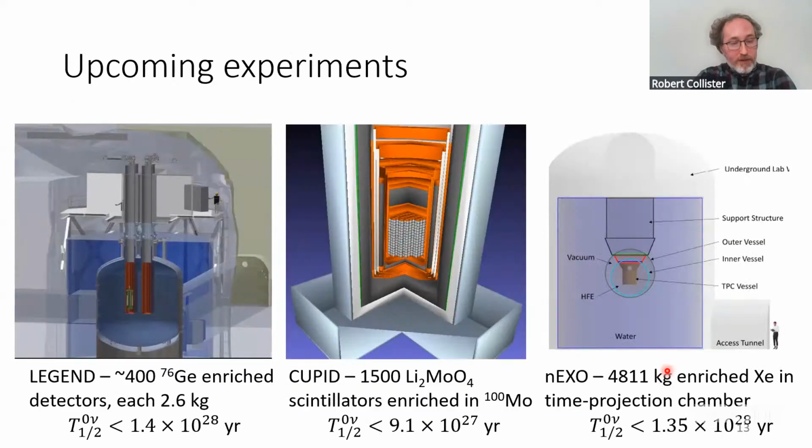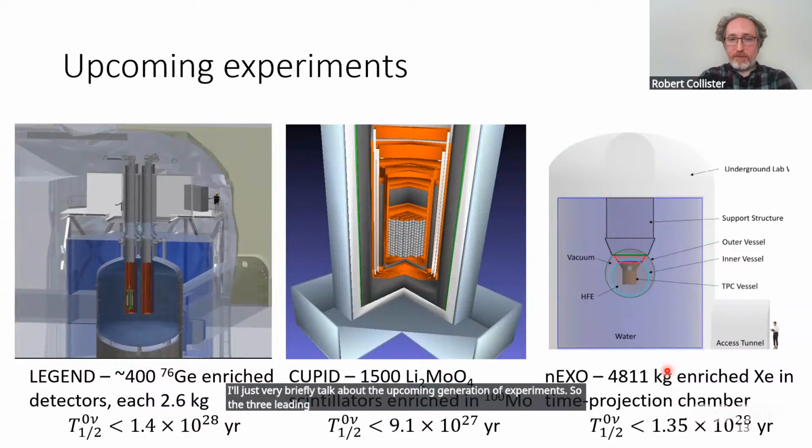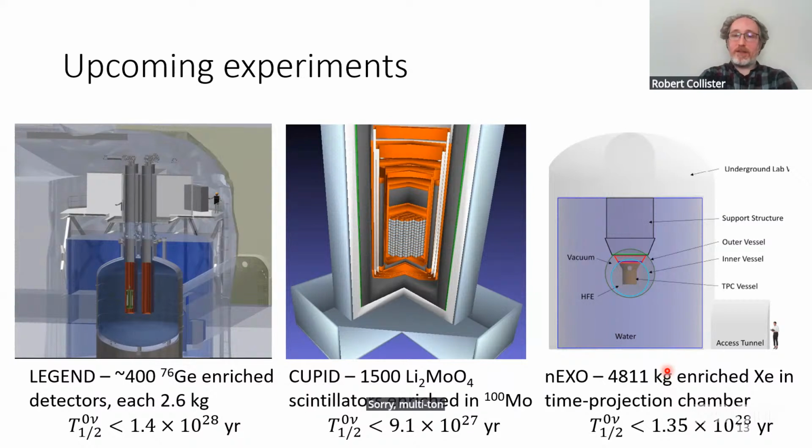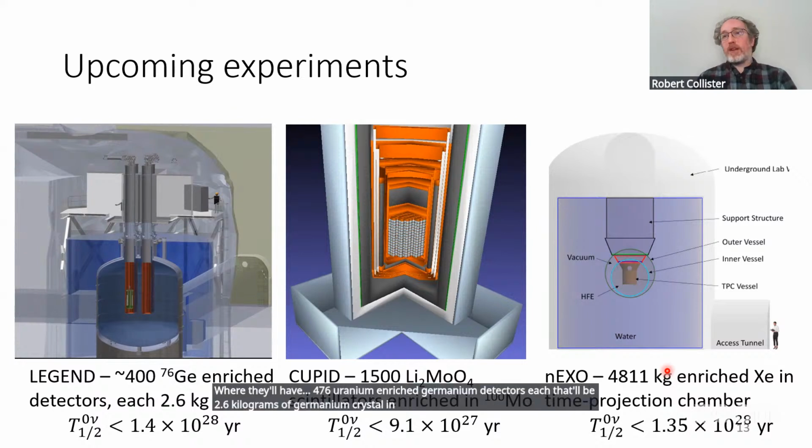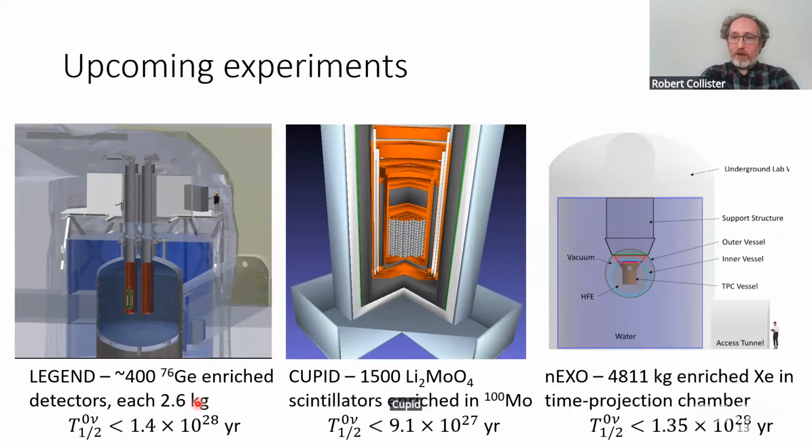I'll just very briefly talk about the upcoming generation of experiments. The three leading ones are multi-ton, they're called the ton-scale experiments these days. LEGEND is the leading one where they'll have 476 enriched germanium detectors, each with 2.6 kilograms of germanium crystal in them. And this will get a sensitivity to the neutrinoless double beta decay half-life of 1.4 times 10 to the 28 years. CUPID, which is looking for it in molybdenum.